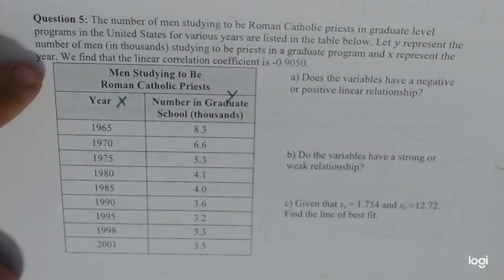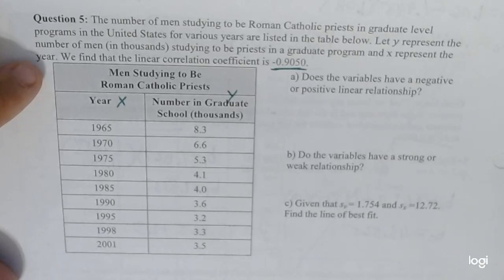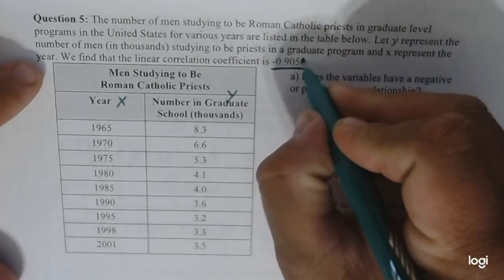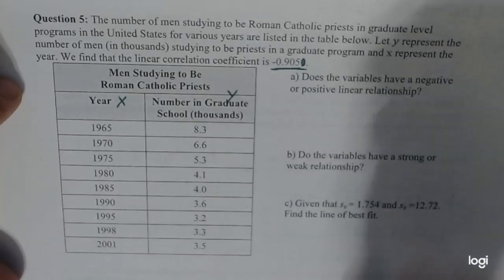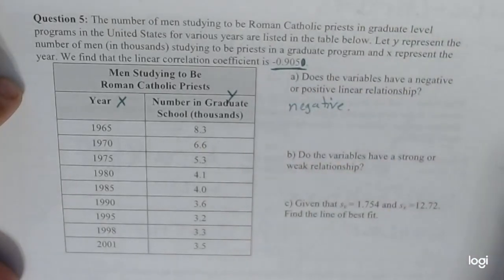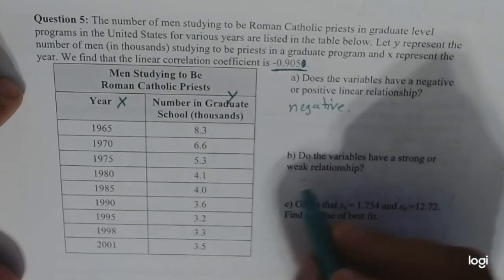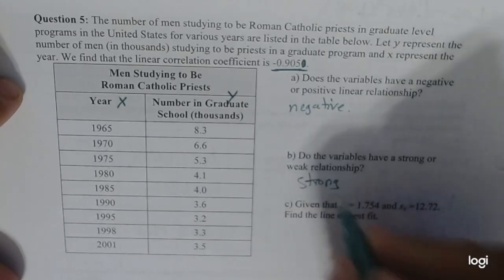Next, find the linear correlation coefficient. They gave us the linear correlation coefficient as negative 0.9095, so we can round to three decimal places: negative 0.905. Question A asks, do the variables have a negative or positive linear relationship? There are two options, plus or minus, so it's negative. Next, B: do the variables have a strong or weak relationship? Since this is closer to negative 1, it's a strong relationship.